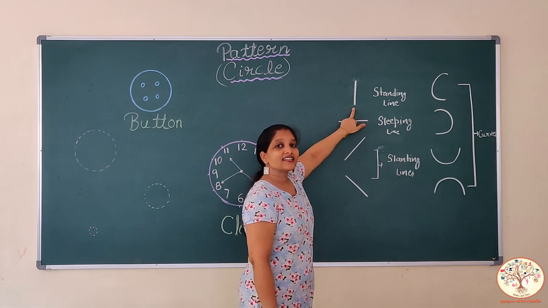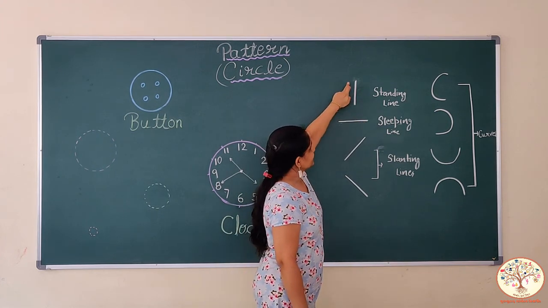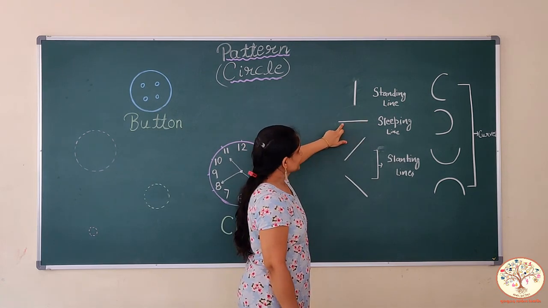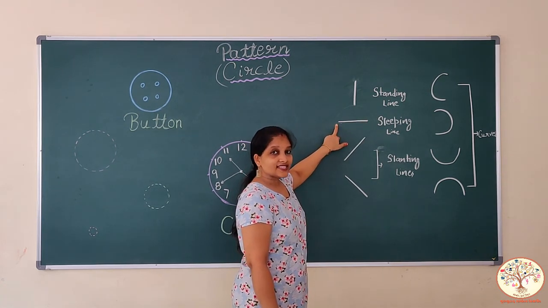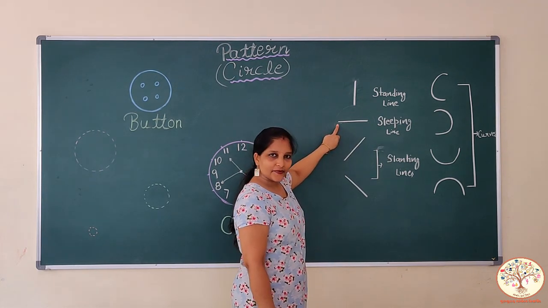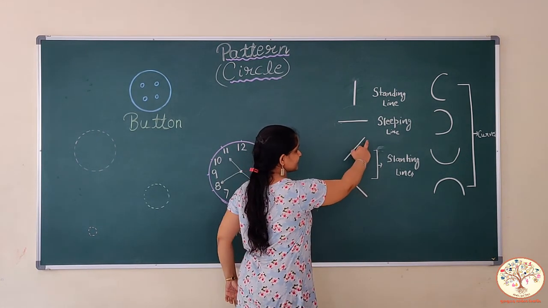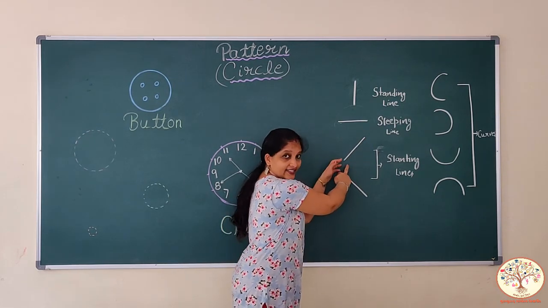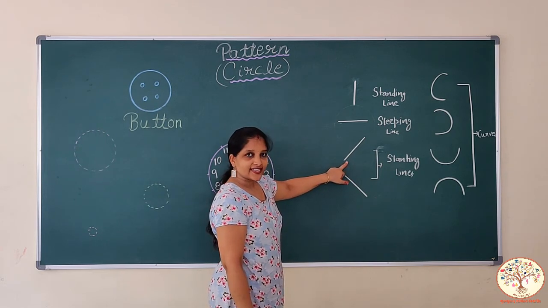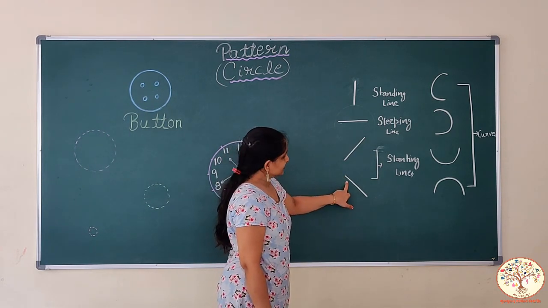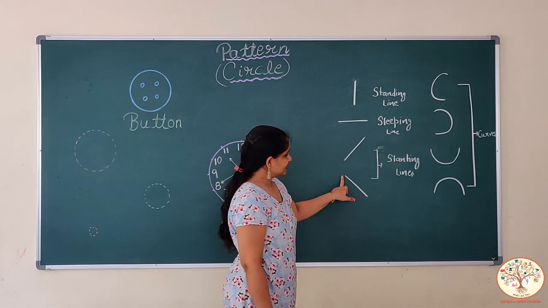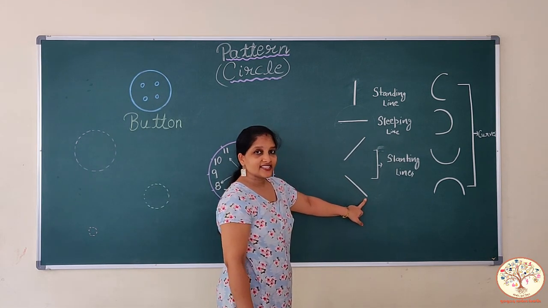This is standing line. This is sleeping line. This is right slanting line. This is left slanting line.